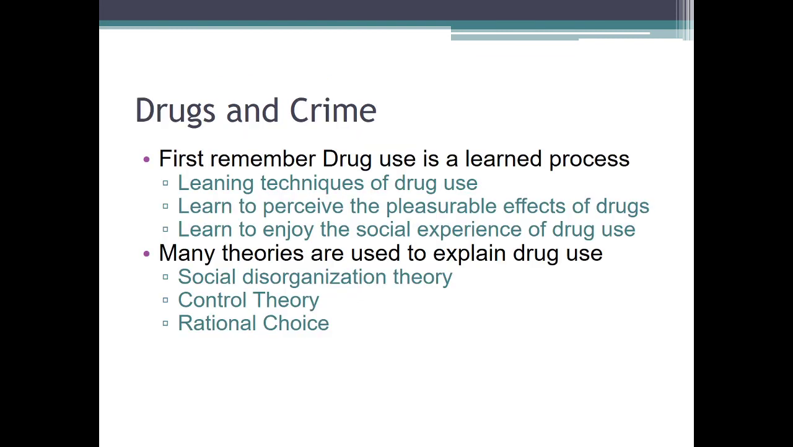All right, drugs and crime, everybody's favorite whipping boy, all the way from the Just Say No campaigns to marijuana as assassin of youth. First, remember drugs, and I talked a little bit about the learning theory. Drugs are a learned process. Learn to use, learn to perceive, learn to enjoy the social experience. And there are lots of theories that explain why people do it. Social disorganization, control theory, rational choice raises its head again.